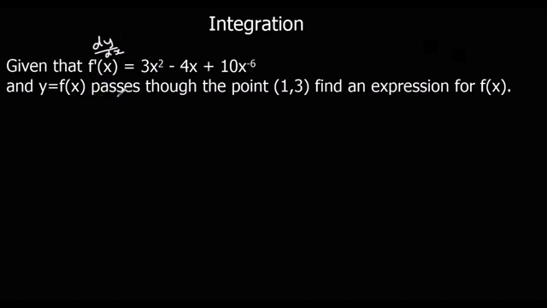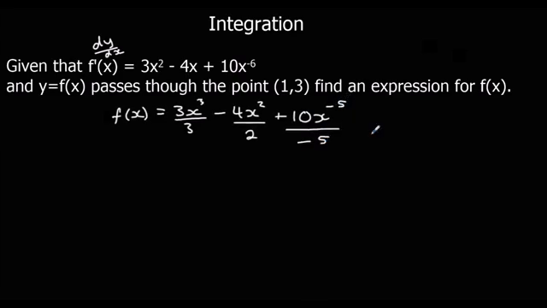So we've got f of x, we'll use this notation. We're going to add 1 to the power and divide by the new power. So add 1 to the power, divide by the new power, and add 1 to the power, divide by the new power, and don't forget to plus c. Simplifying this, 3 over 3 is 1, so it's just x cubed. 4 over 2 is 2. 10 over 5 is 2. Positive divided by negative is negative, so negative 2x to the power of minus 5 plus c.